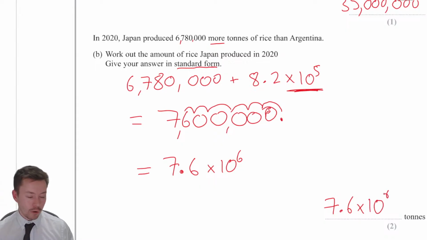Now, your marks there come from getting the answer as an ordinary number and then the final mark for getting your answer in standard form.